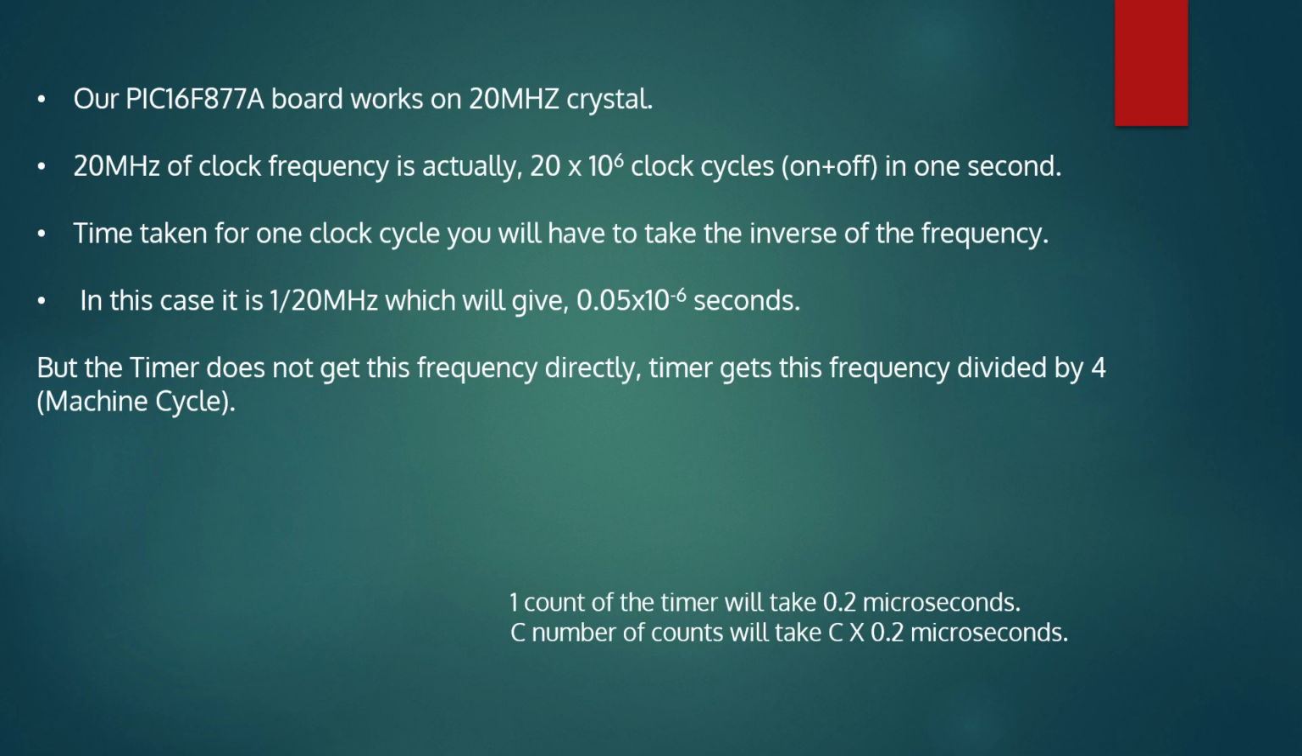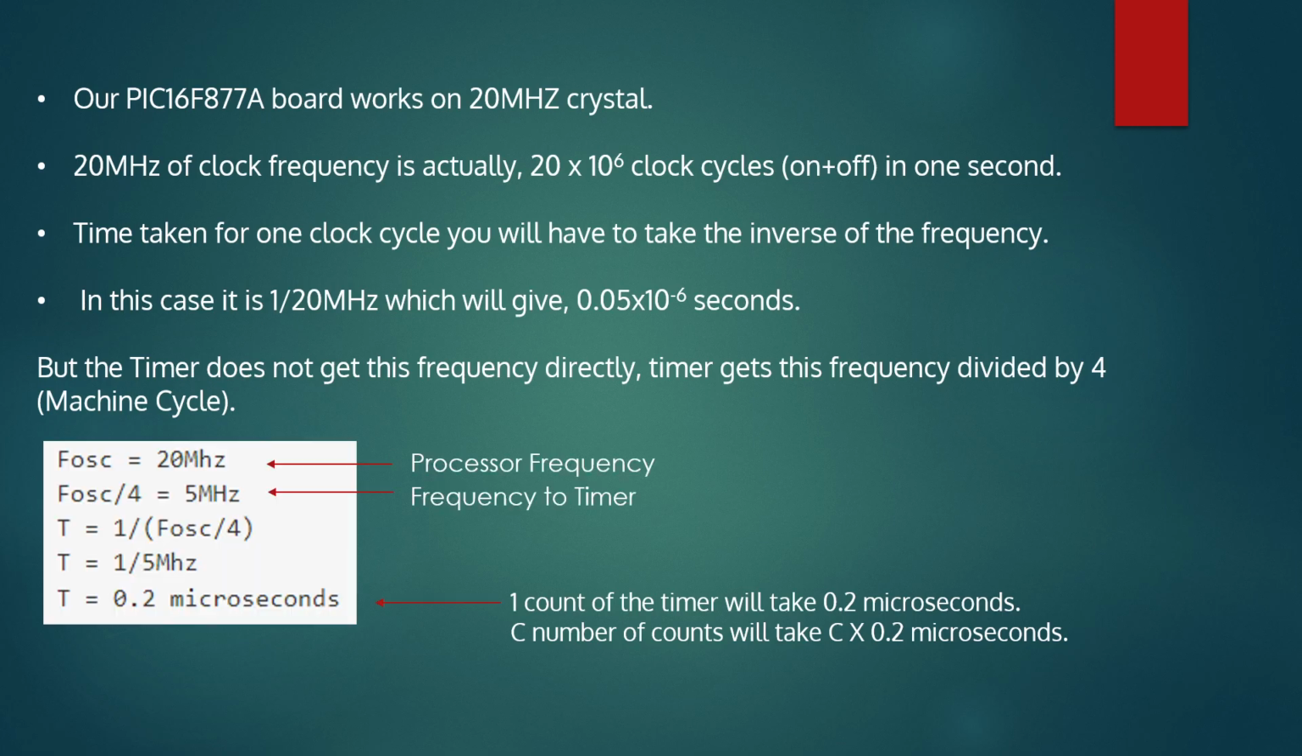But the timer unit inside the microcontroller does not get this frequency directly. Timer gets this frequency divided by 4. That is known as machine cycle. So if we say that FOSC, that is the oscillator frequency or the crystal frequency, is 20 megahertz, then the frequency to the timer is divided by 4, that is 20 divided by 4 is equal to 5 megahertz.